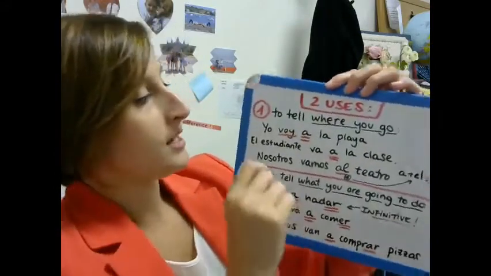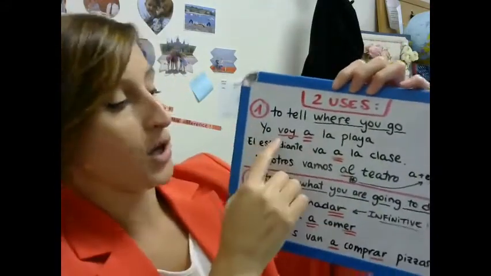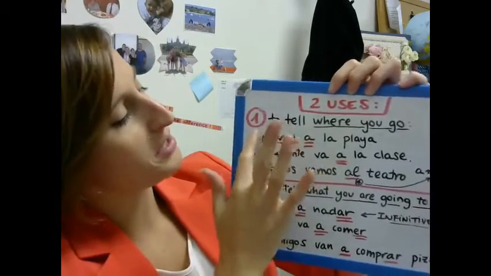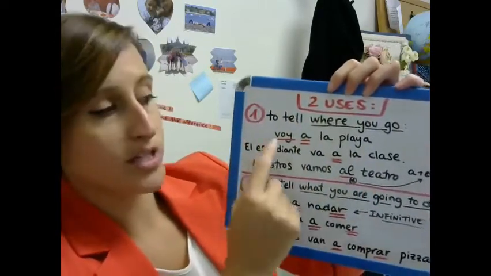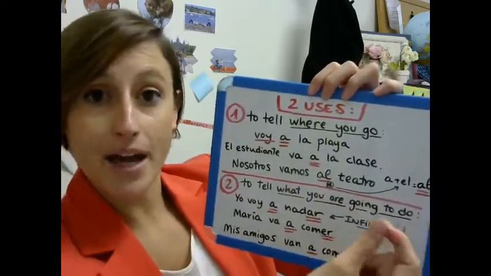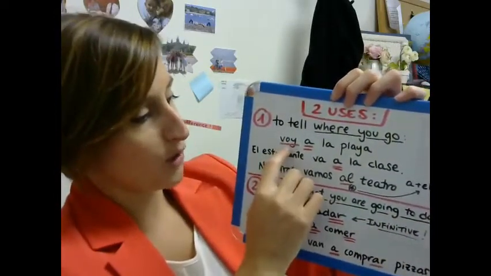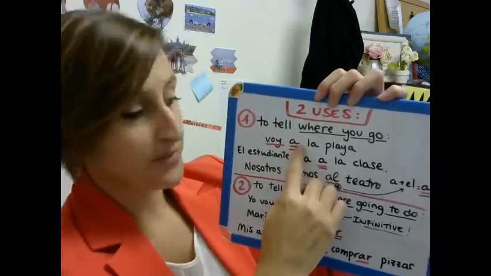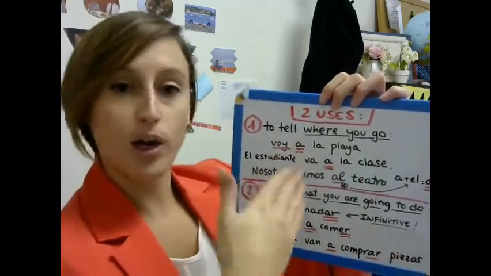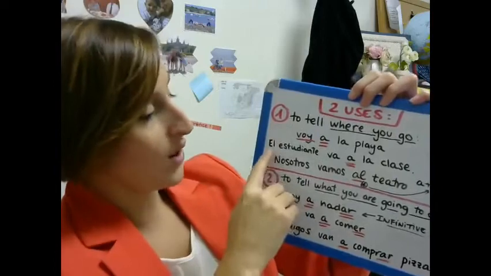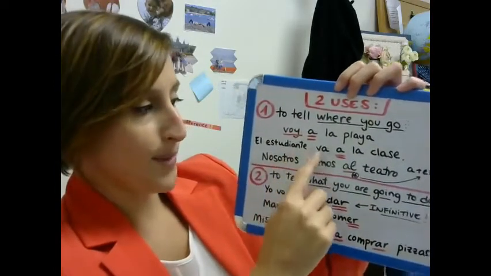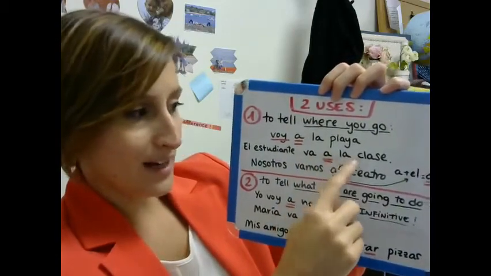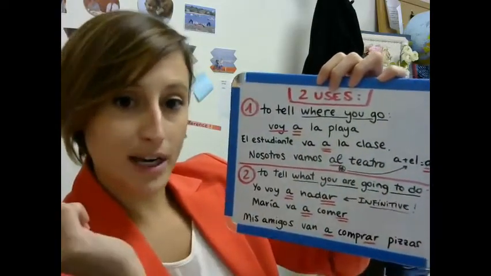So you just conjugate the verb. You don't really need the subject because you have the form. So yo voy or just voy a la playa. Remember that you need the form, you need the a right after, and then the place. So I go to the beach. The student goes to class: el estudiante va a la clase.